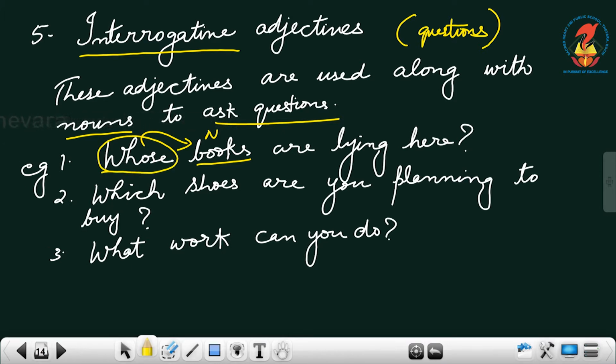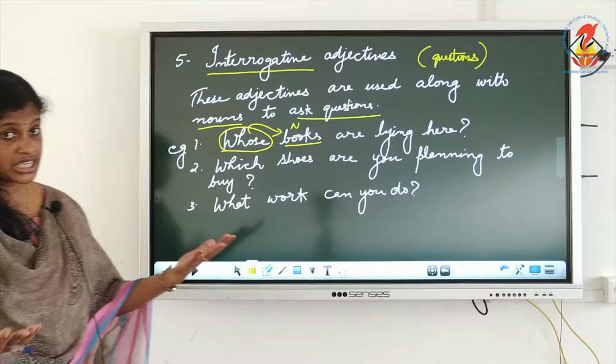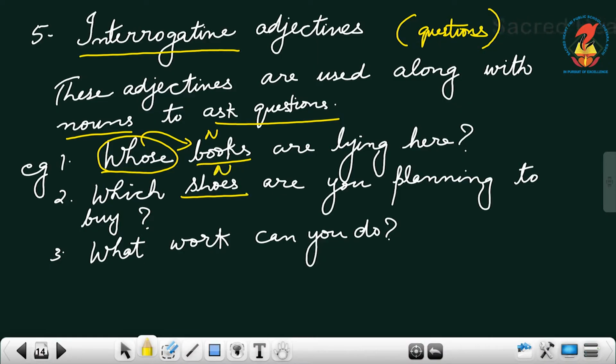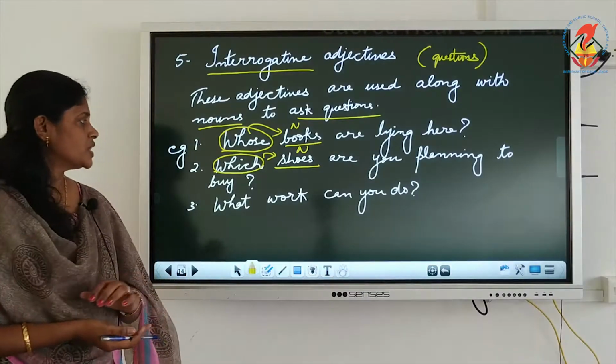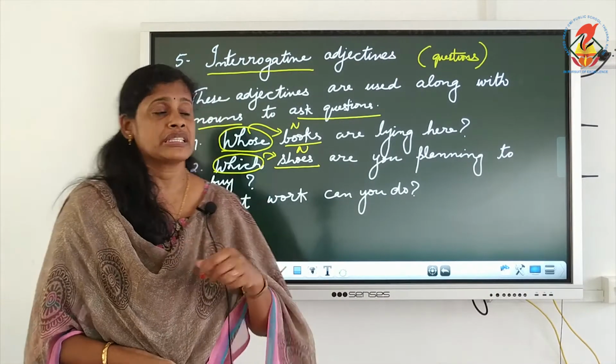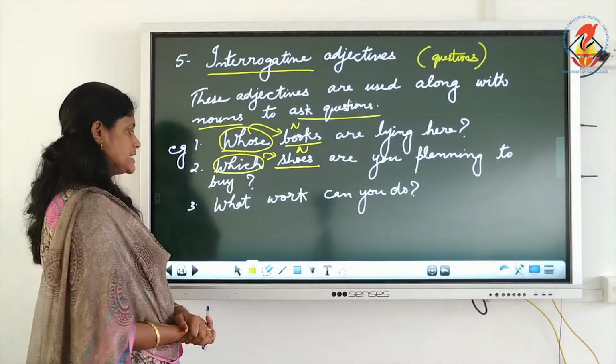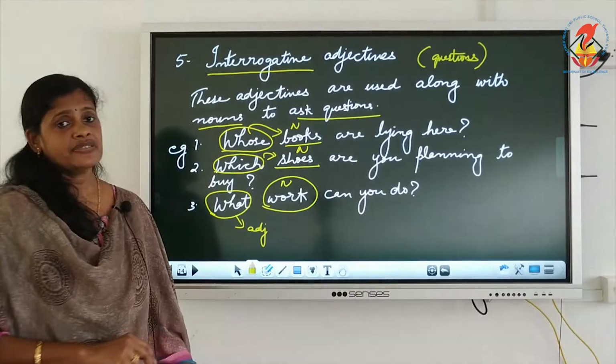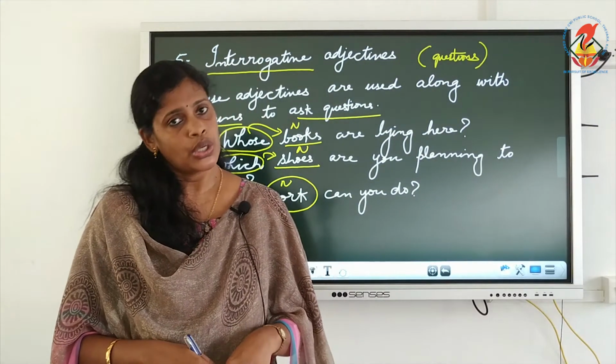Okay. The second one, which shoes are you planning to buy? There are many shoes, but you want to know which one you are going to buy. So the word shoes is the noun, and the interrogative adjective is which. Which shoes? You want to know which one it is. So which is the interrogative adjective. And what work can be given to you? The word work here is a noun, and you want to know which work or what type of work a person can do. So this is an interrogative adjective. So interrogative adjectives are generally used with nouns to ask questions.